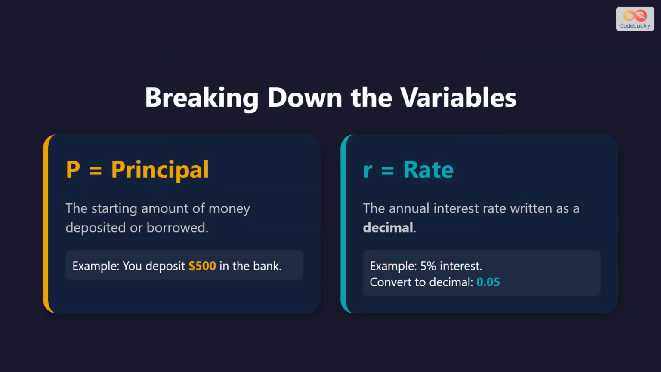Let's break down the first two variables. P stands for principal. This is the starting amount of money you either deposit or borrow. For example, $500. The variable R stands for rate. This is the annual interest percentage. When calculating, we always convert this percentage into a decimal, so 5% becomes 0.05.